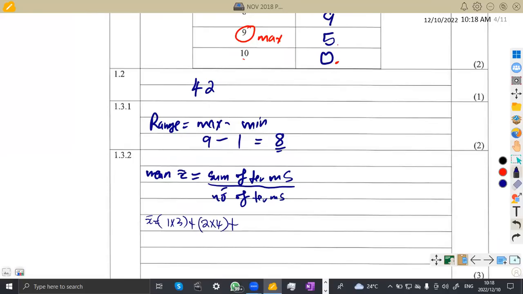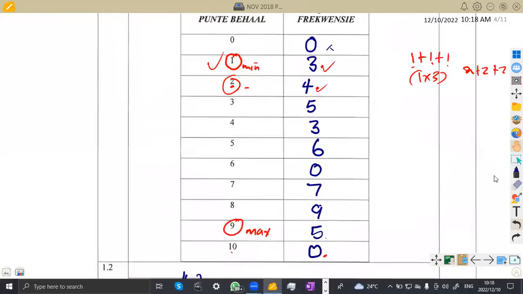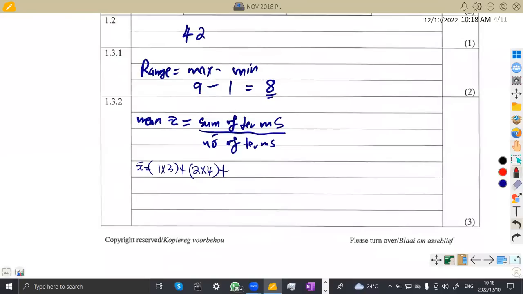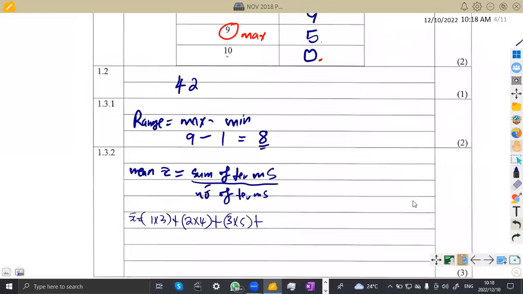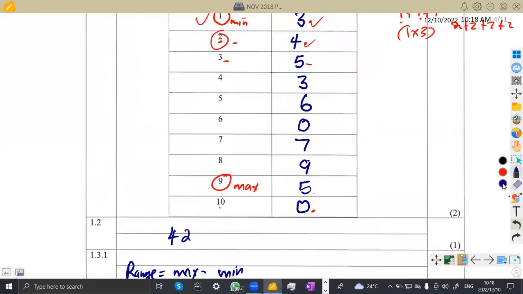Plus, we move on to the other one, which is 3. So if we can check here, it is 3 versus a 5. So you're going to multiply 3 and 5. So this is 3 times 5. Plus, you move on and so on up to the last term, guys. That's what you're going to do.